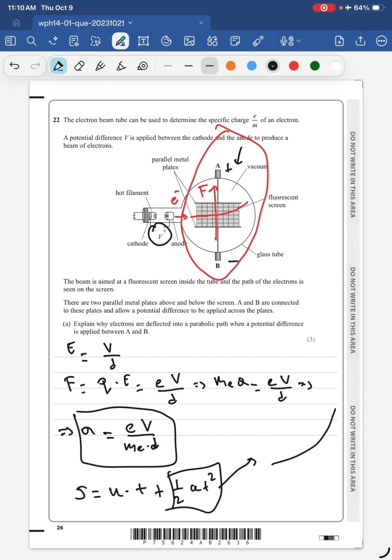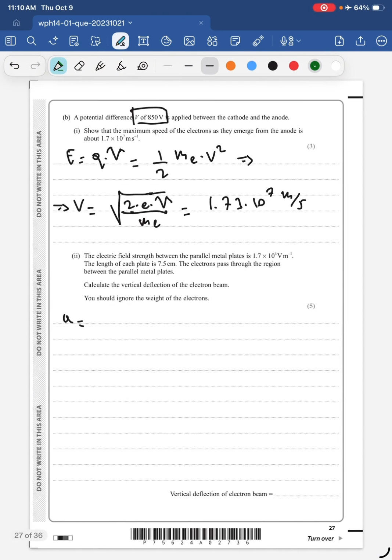In our case, we used EV over D, so we're going to replace this with E because we are given E. Okay, so the acceleration is simply E times the electric field over the mass of one electron. So the acceleration is 2.99 times 10 to the 15 meters per second squared, I'm sorry.